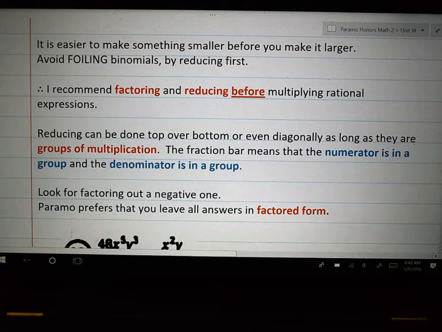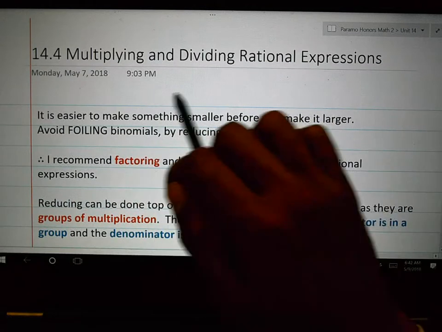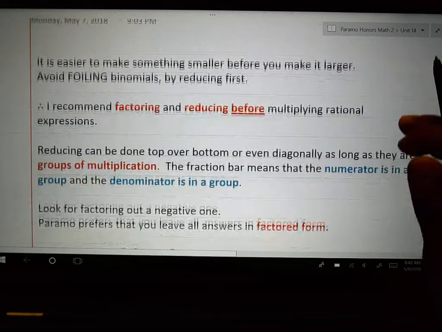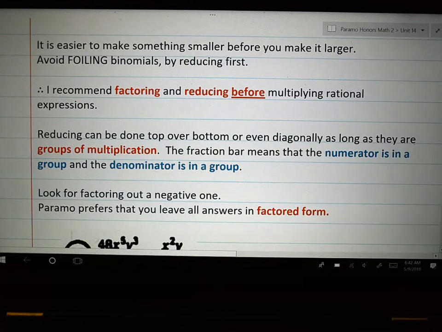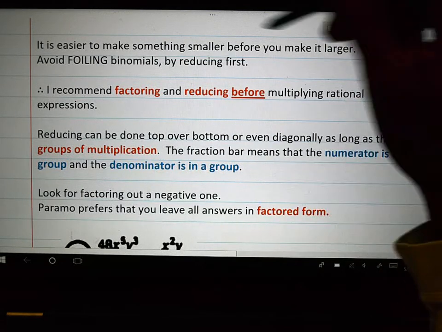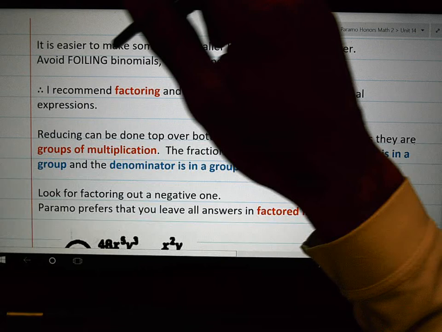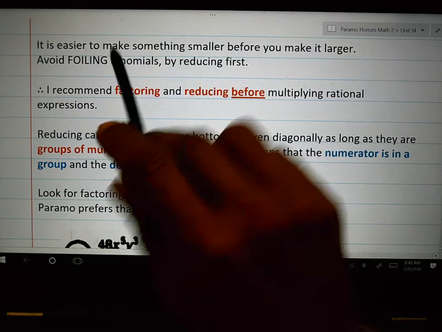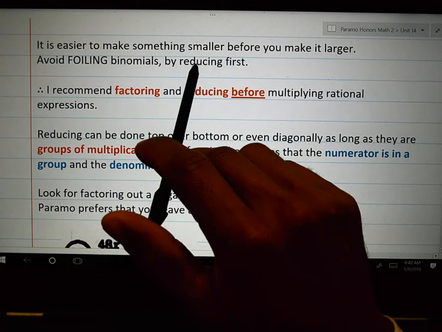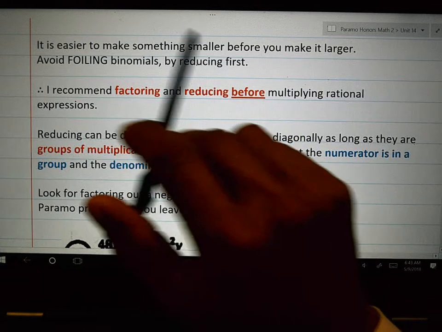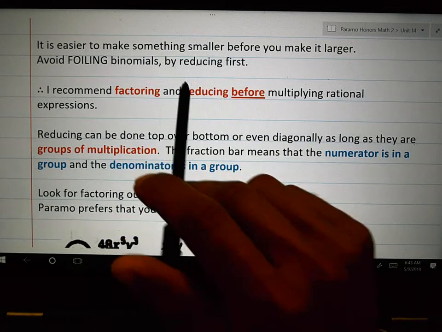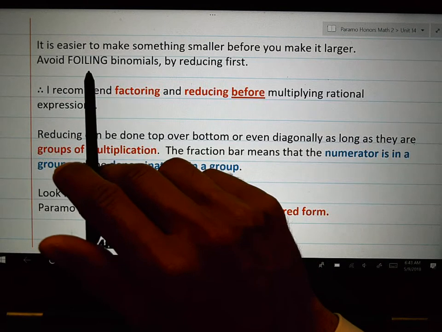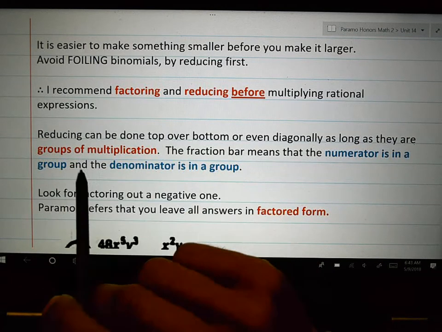And coming back to you, what you just wrote down for multiplying and dividing rational expressions is that it's really easier to make something smaller before you make it larger. You could multiply things out. You could FOIL some of these binomials, but I'm going to recommend that you reduce them first before you multiply. It will make your life easier.